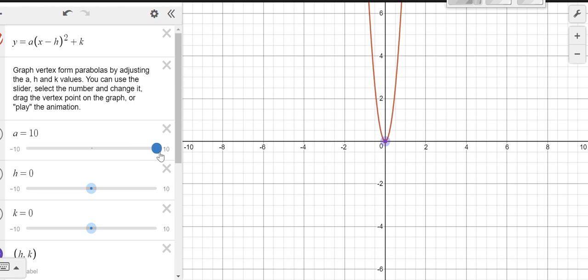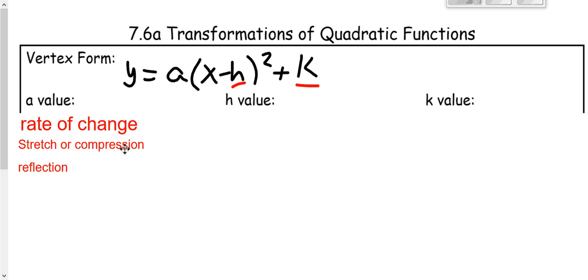It's getting more and more narrow. And here I have all the way up to 10. And that's a pretty narrow look. Remember that this is a vertical stretch. So back to your notes. I want you to make some sort of note here that a vertical stretch is when your A value is greater than 1.